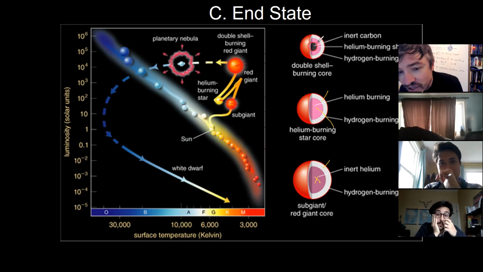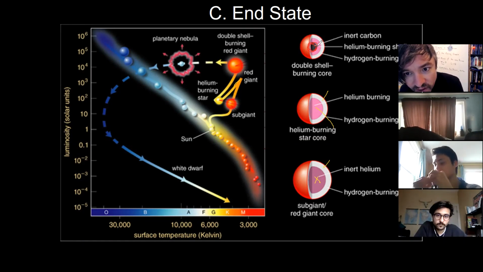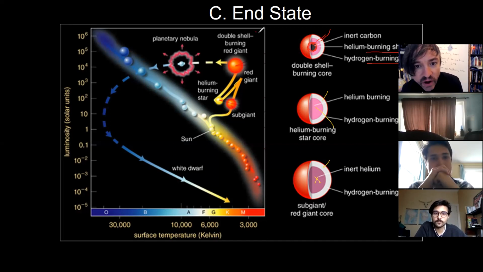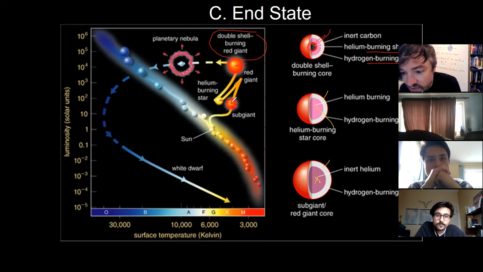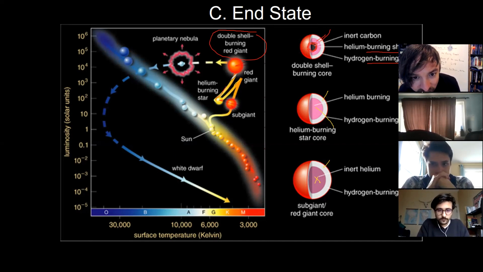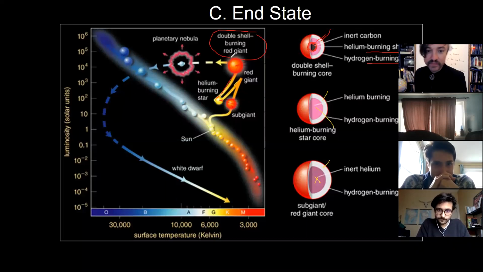So the degenerate carbon ash is going to start to build up inside the core until eventually not only is the hydrogen relegated to shell fusion, but now there will be a second layer of shell fusion due to helium. This is the third stage of a red giant. We call it a double shell burning red giant. Once again, the star loses hydrostatic equilibrium. The core of carbon starts to collapse and collapse and collapse. The outer envelope of the star starts to expand.